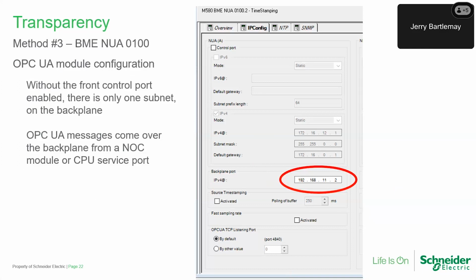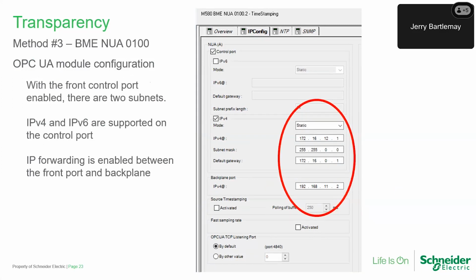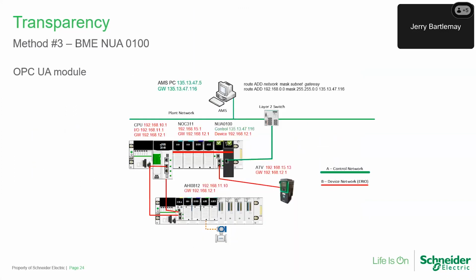So in order to send OPC UA messages with the front port not enabled, we're sending those across the backplane. Those are coming through a NOC 321 or a standard NOC or something like that, and bridging across the backplane to get to this module. If we turn on the control port in the front, now we have an additional set of IP addresses we can give. IPv4 and/or IPv6 can be configured for this module. And then this would be the subnet that is connecting to the control network, to the plant network in this place. And IP forwarding is automatically turned on when you enable that control port.